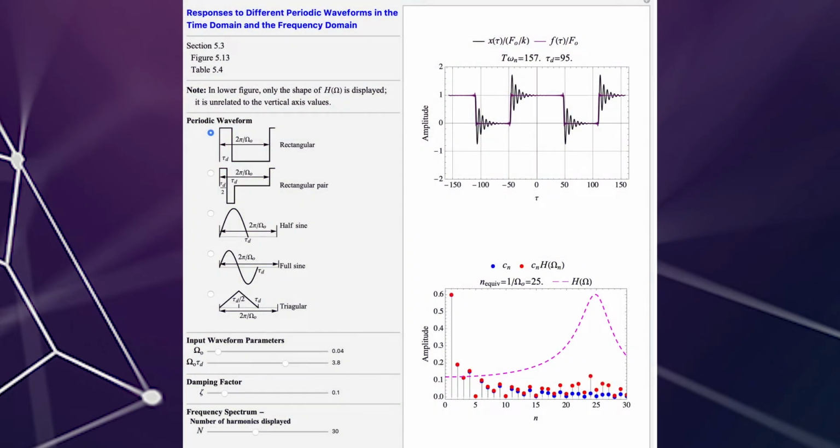The third interactive graphic is from Chapter 5 and is used to visualise the response of a single degree of freedom system to various periodic waveforms as a function of the damping factor, waveform period, waveform duration, and the location of the natural frequency of the system. Magnification by the resonance portion of the system's amplitude response function, H of omega.